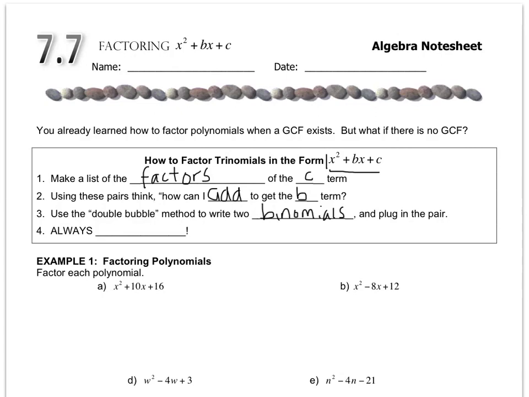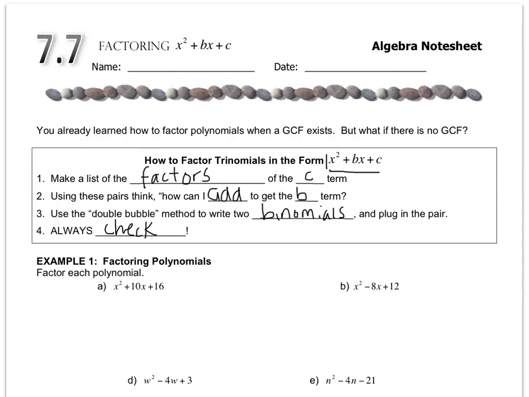Last thing you want to do is always check. And the reason you always want to check is because every now and then you'll think you have the pair, you'll bet money on the fact that you have the right pair, you'll swear up and down that you have the right pair, and when you actually go and check, it just doesn't work. So every now and then that will happen, and you always want to just be on the safe side and make sure that you check everything. So here's how it works.